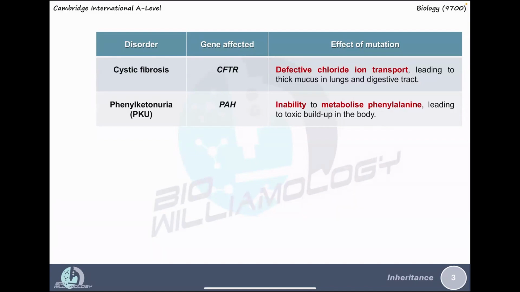In the next few lessons, we are going to explore each individual disease or genetic disorder so that we will be able to understand their symptoms as well as their genetic basis.